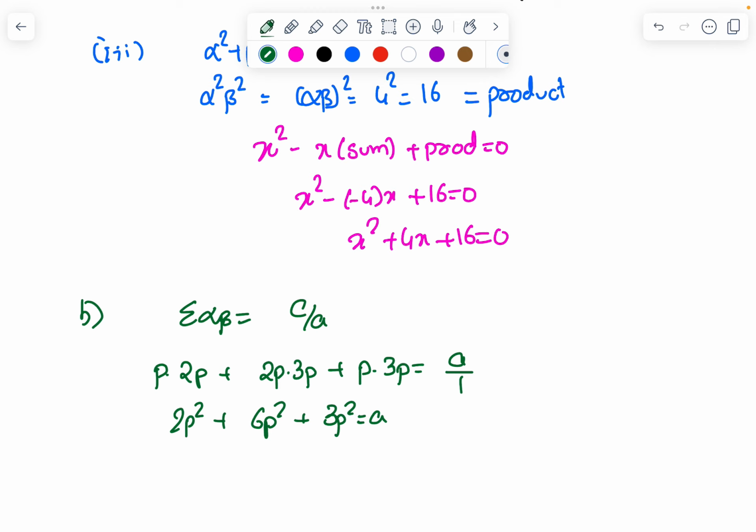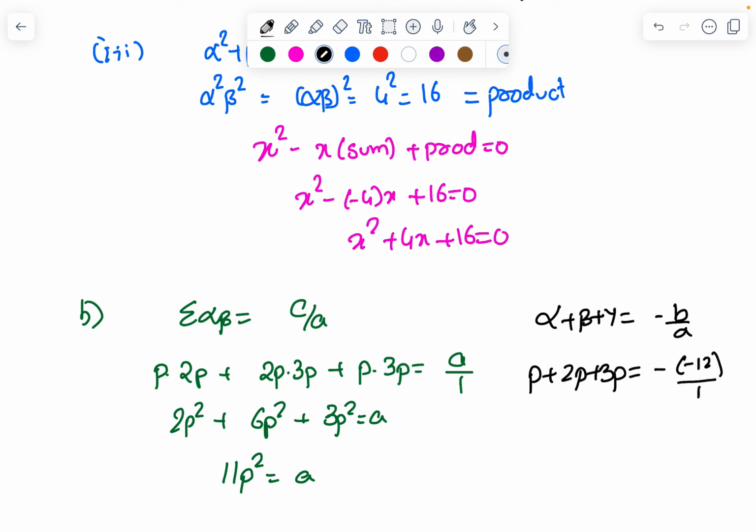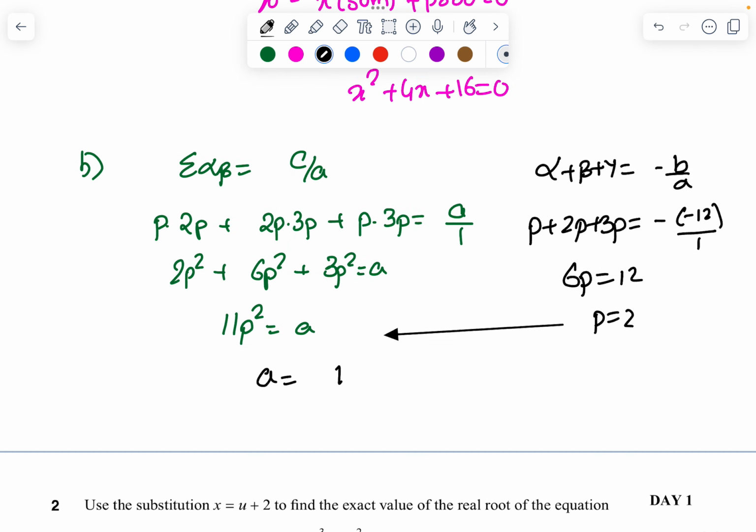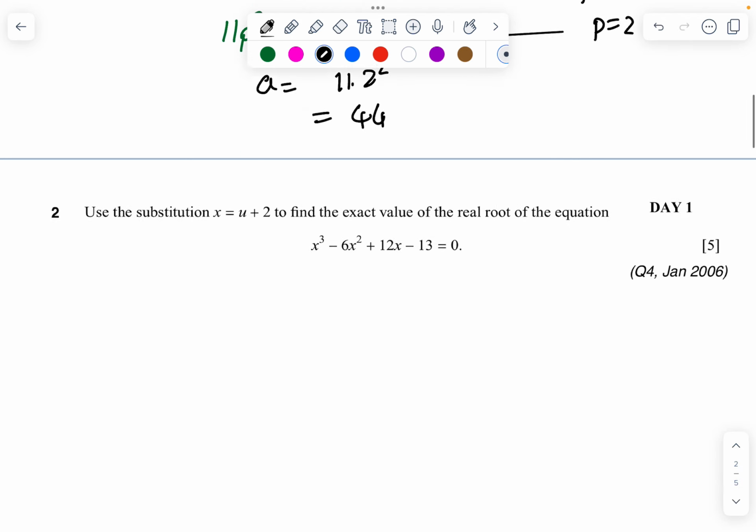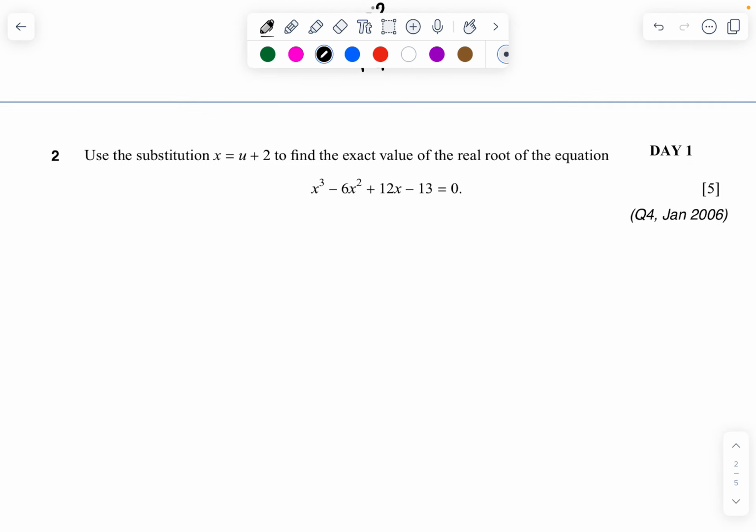And what does that become? 11p square equals a. Before that, what is that? Alpha plus beta plus gamma should be equal to minus b upon a. P plus 2p plus 3p equals minus of minus 12 upon 1. So 6p equals 12, p equals 2. So plug in p equals 2. You should be getting a equals 11 times 2 square, which is going to be 44. That is the answer. Coming to question number 2.